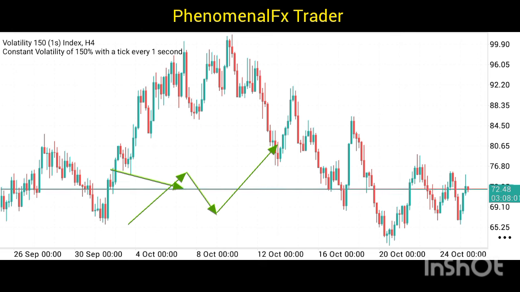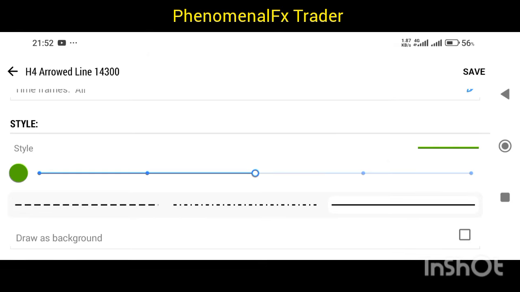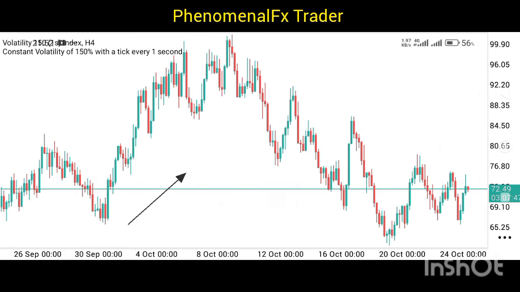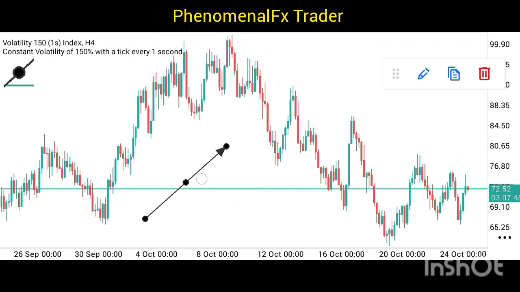All right, now let me use the real chart to explain this to you guys. So for example, let me change the color of this. Okay, so for example, let's look at this structure.